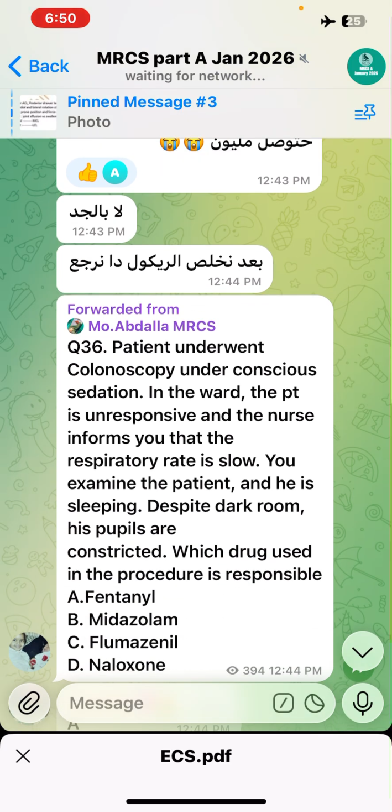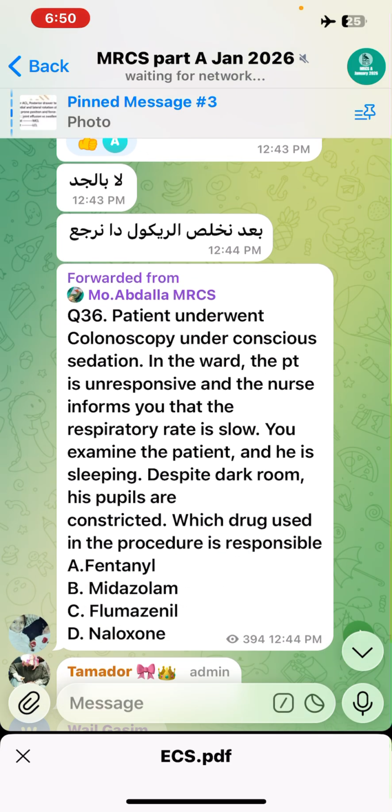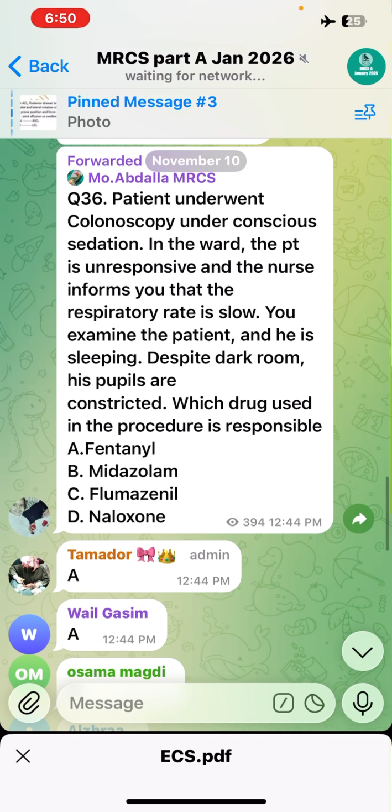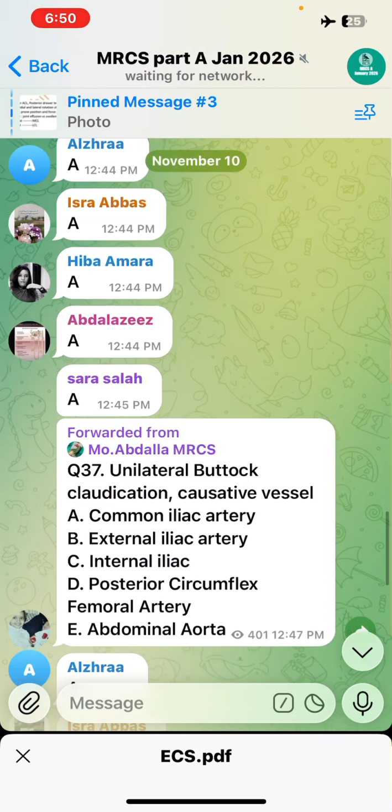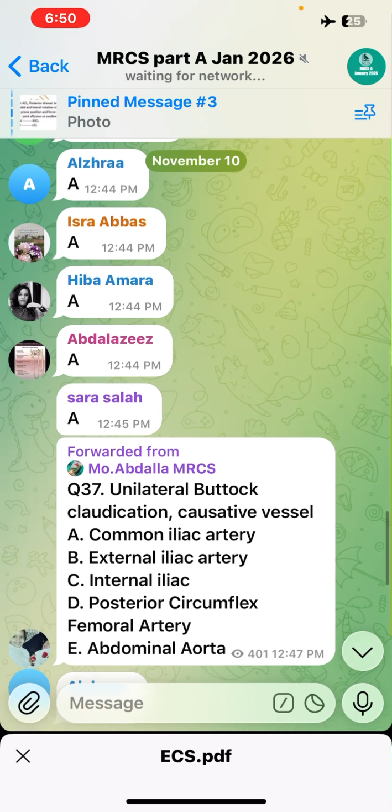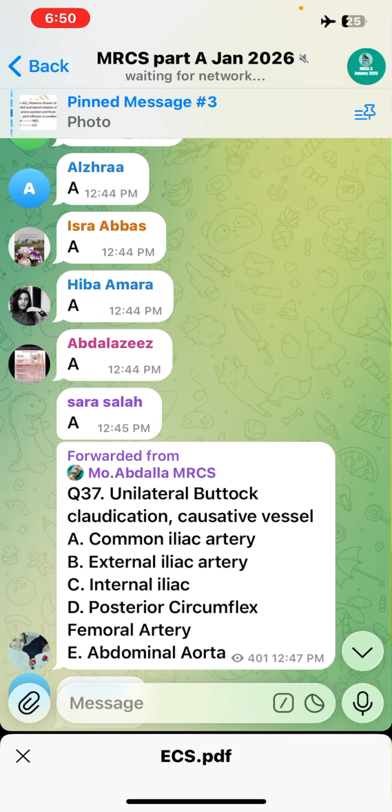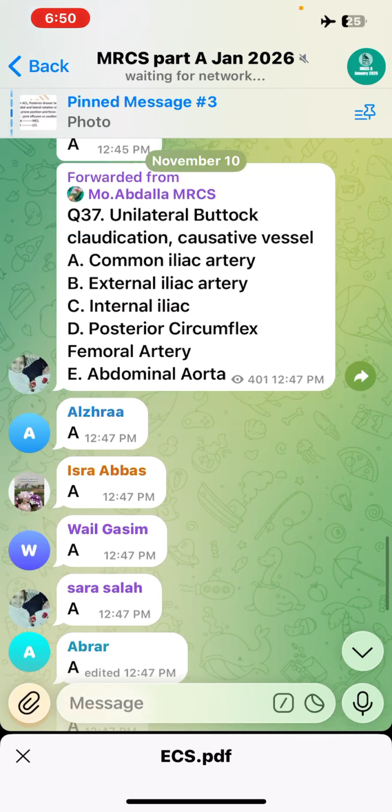Patient undergoes colonoscopy under conscious sedation. The patient is unresponsive and the nurse informs you that the respiratory rate is slow. He is sleeping despite a dark room, pupils are constricted. So fentanyl was given. The patient has unilateral buttock claudication, what is the causative vessel? Now there is the buttock, common iliac into external iliac. So the common iliac may be supplying the buttock muscles.